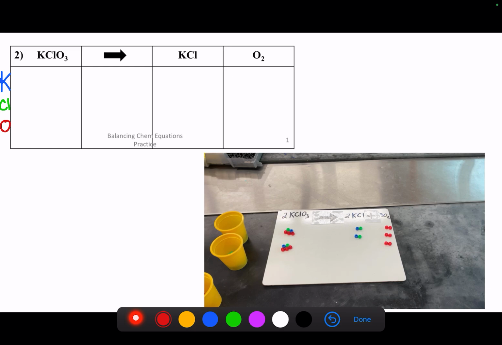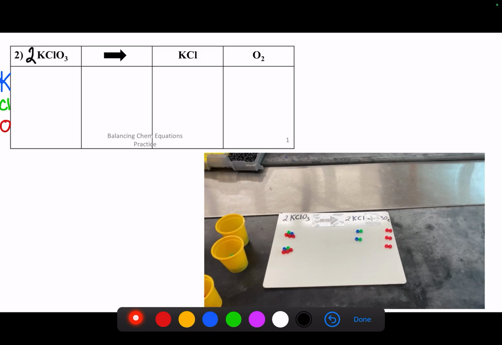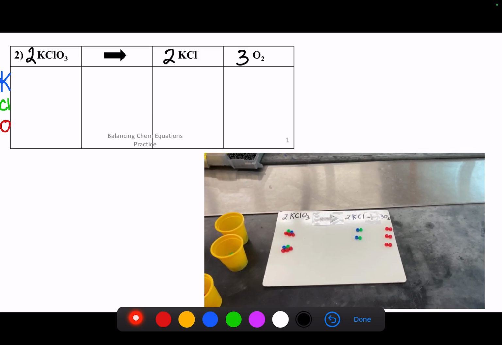Now, when I look at my whiteboard, I can count up my colors and make sure it's balanced. I have 2 greens on one side and 2 greens on the other. I have 2 blues on one side and 2 blues on the other. 6 reds on one side, 6 reds on the other. So that means that it is balanced. So I'm going to go back to my worksheet, and I'm going to add my coefficients. I'm going to have a 2, a 2, and a 3 on my worksheet. Then I need to draw pictures of what I built.